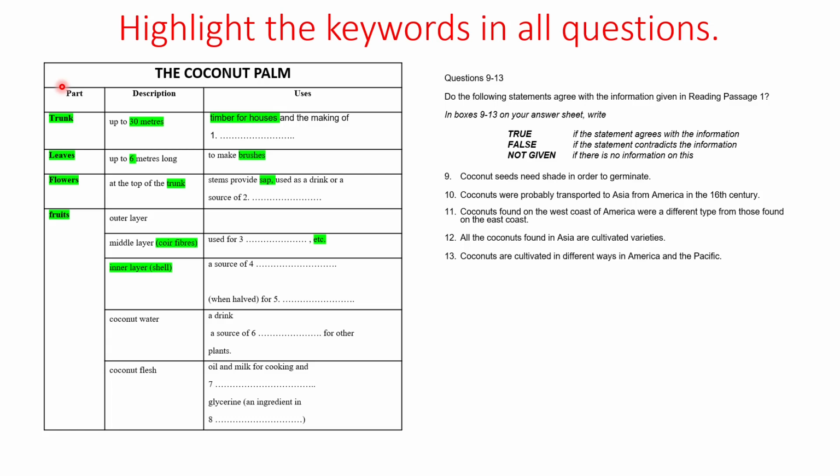In this example, in the first question, the main keywords seem to be trunk, 30 meters, timber for house, and then leaves, 6 meter, brushes, flowers, trunk, sap. These three are for the second question. And then there is fruits, outer layer, middle layer. There is coir fibers. Coir fiber is a really unique keyword.